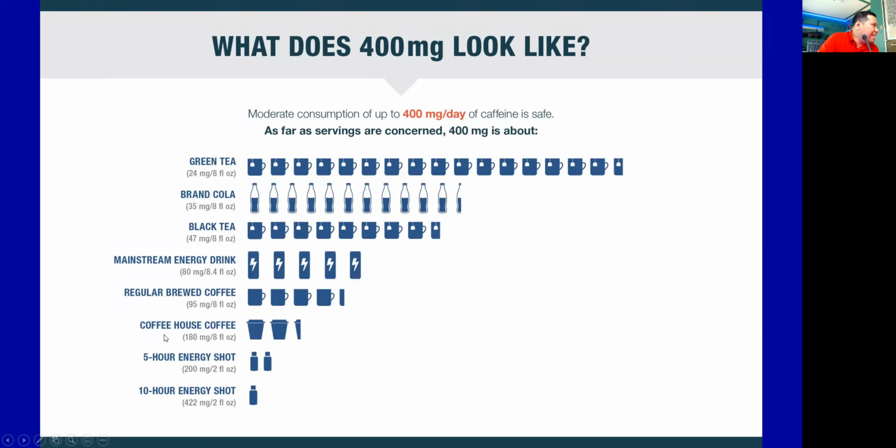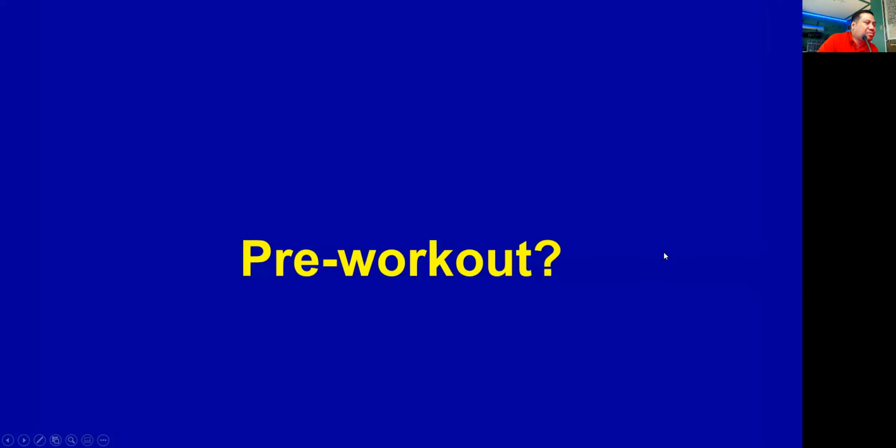If you're drinking coffee house coffee yan. If you're drinking tea, black tea, that's just 47 lang yun. Medyo madaming pwedeng tsaa yung inumin mo. Well, if it's green tea, konti lang. Green tea na lang tayo, no? Okay? Is this brand here? Pero nakita ko to, 5 hour energy shot. It's an energy drink as well. No? Taas o 10-hour energy shot, 422.